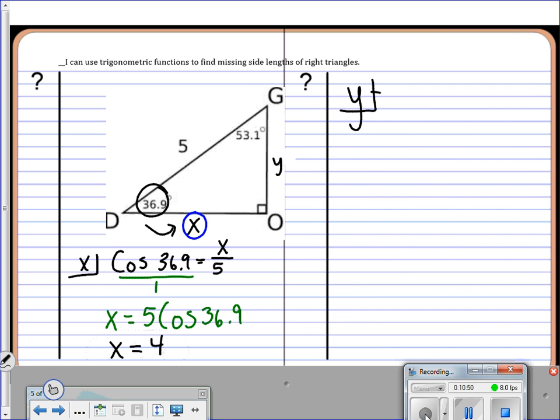Okay, so now what I want you to do is find y. So let's go find y, and we have 5 for the hypotenuse. We have the 36.9. So now we need to figure out which trig function relates the opposite side to the hypotenuse. Okay, so what I want you to do is just go ahead and write this one out.